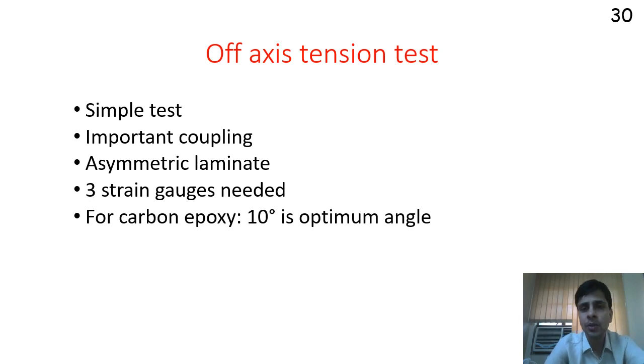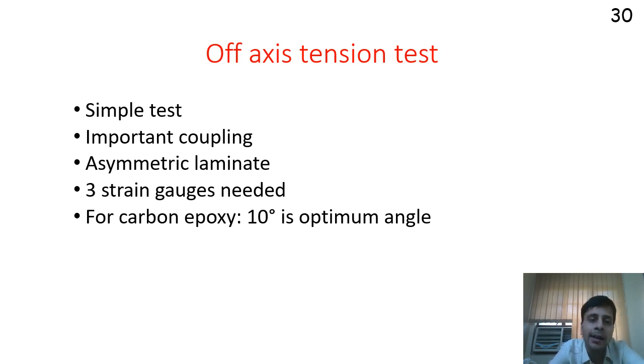The other possibility is to use an off-axis tension test and use some sort of asymmetric laminate and use 3 strain gauges. So let's say you use plus minus theta and you apply 3 strain gauges, apply a normal tension test, and then you can do some back calculations using what we have learned in the class about transformation of strains, and based on that you can calculate the shear modulus. Again, this is a good method if you are only interested in the shear modulus, not the shear strength, and you need 3 strain gauges because you will need the strains in 3 different directions.